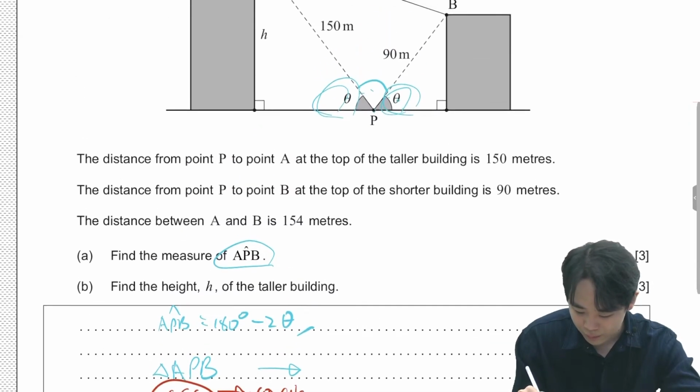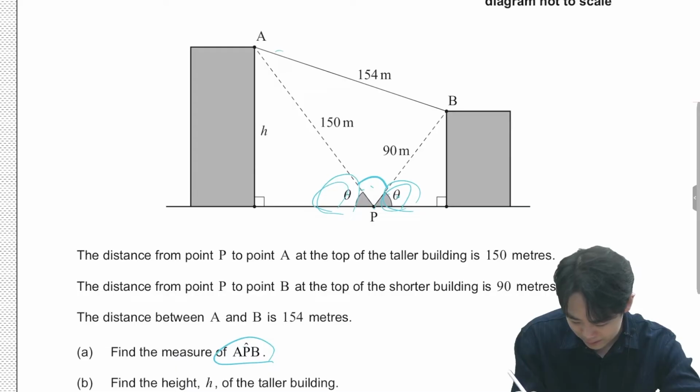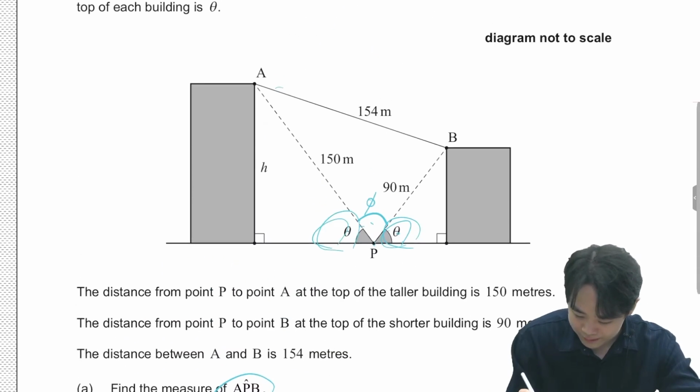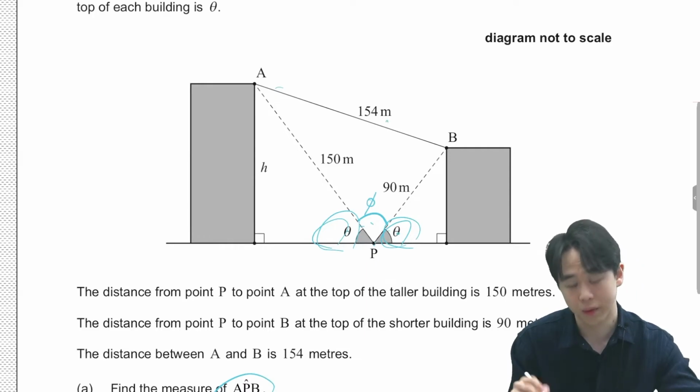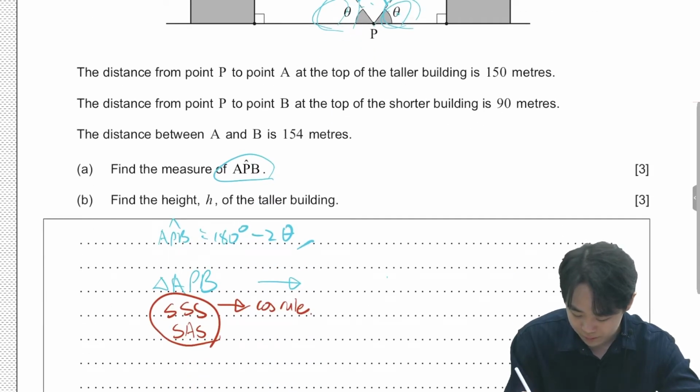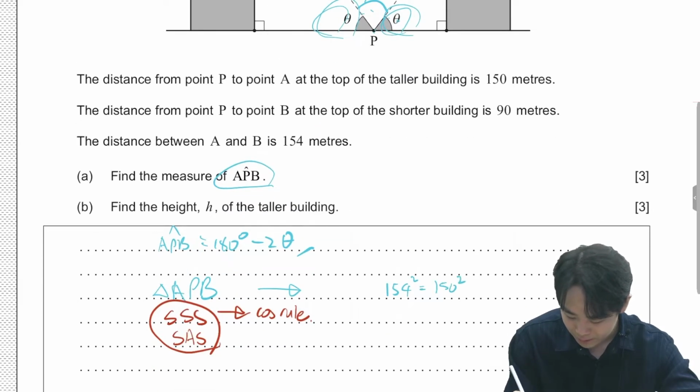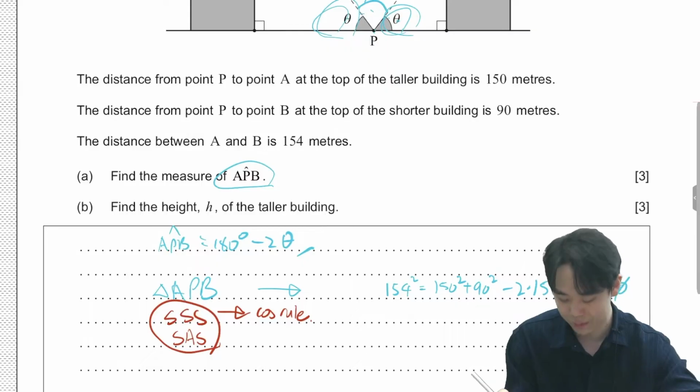So we have our angle. Let's call this phi, right? So the side that's opposite to phi is 154. I would set up an equation where we have 154 squared equals the 2 other side lengths, like 150 squared plus 90 squared minus 2 times 150 times 90. Then cosine phi is what we're looking for, right?